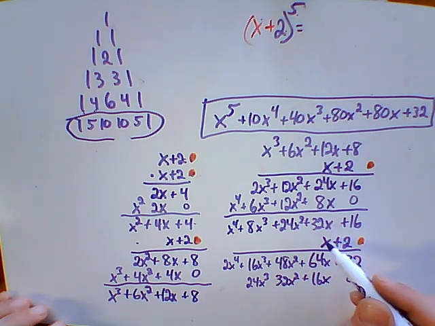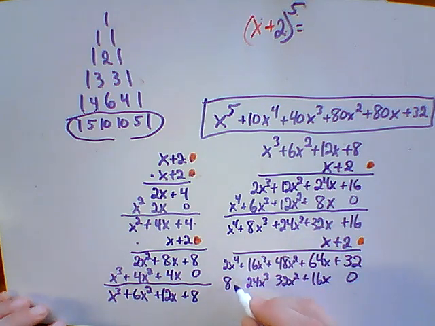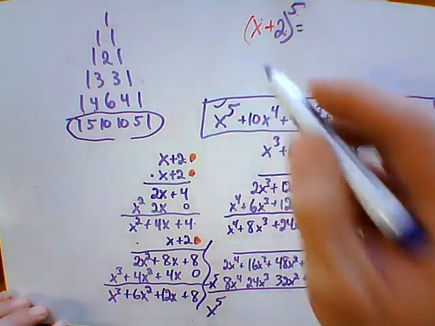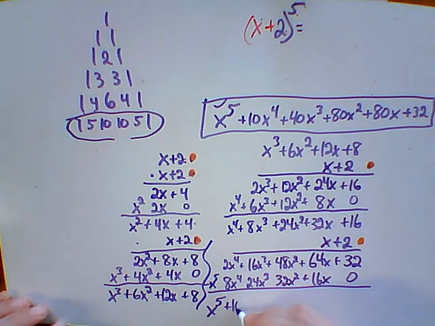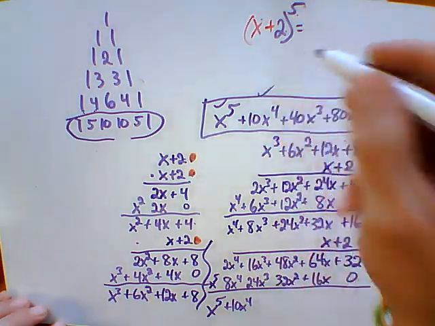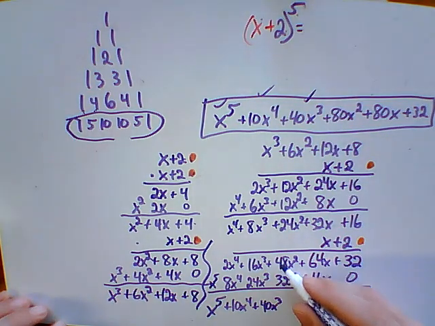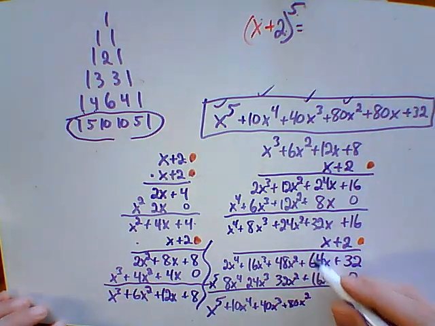Lost my spot. X times that is 8x to the 4th. X times that is x to the 5th. And if I draw my line down, I now have x to the 5th. Check. Plus 2 plus 8 is 10 x to the 4th. Check. Plus 16 and 24 is 40 x cubed. Yay. That's 70 and 10 is 80 x squared. Yay. 80 x. Yay. Plus 32.